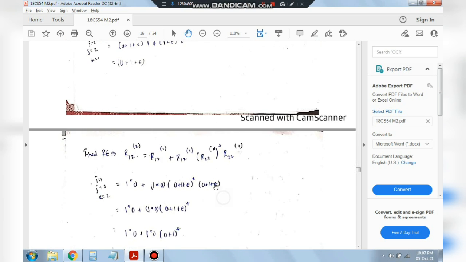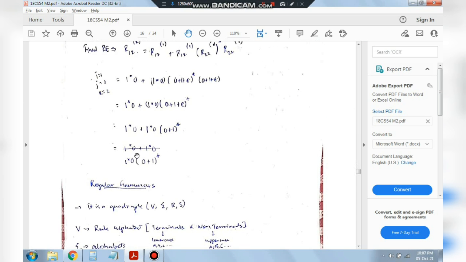When you simplify, you'll get the final answer as 1 star 0 concatenated with 1 or 0 plus. Plus means 1 or more times. How do we simplify this one? 1 star 0 is there, that's written the same as here, and here we have the same thing repeated 0 or more times. So this one can be included in this one. But it will be plus. Why is it plus? It is plus because at least 1 or more times it should be there.